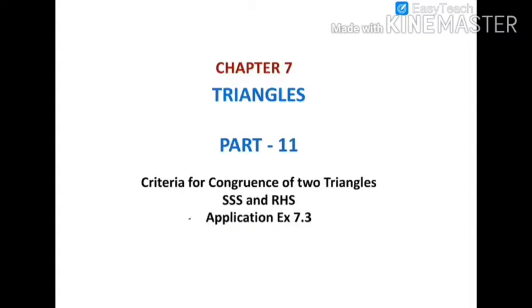We are studying chapter 7 triangles and we are learning how to apply congruence criteria SSS and RHS in solving questions of exercise 7.3. In today's video lesson we will continue with the same and solve remaining questions of exercise 7.3.